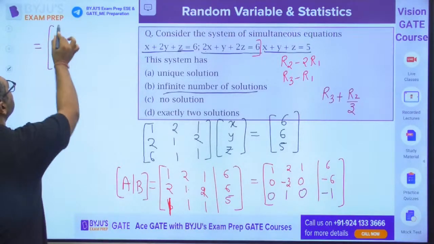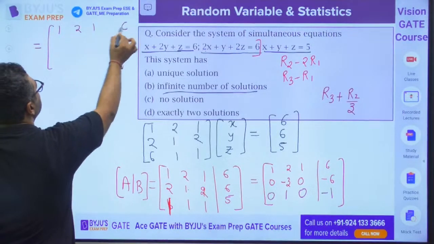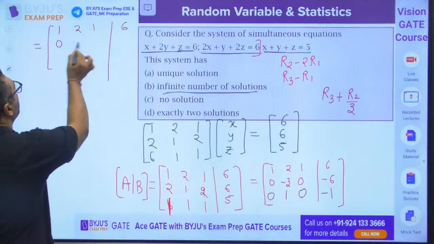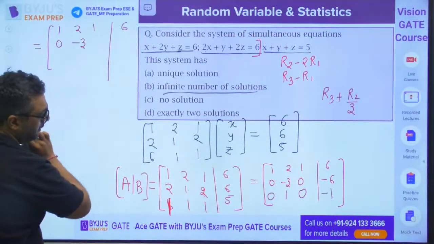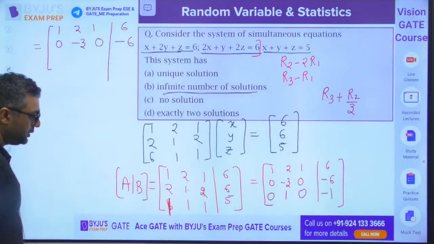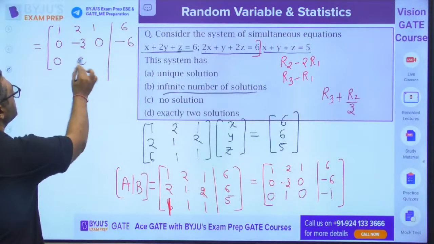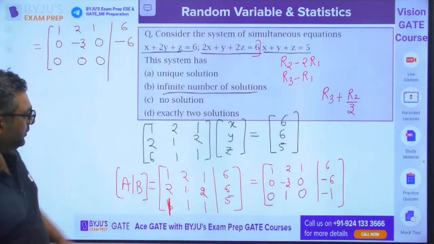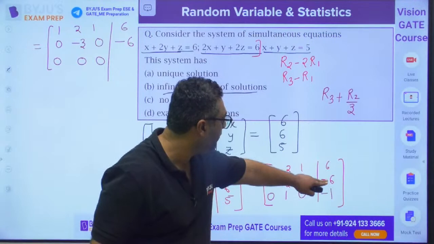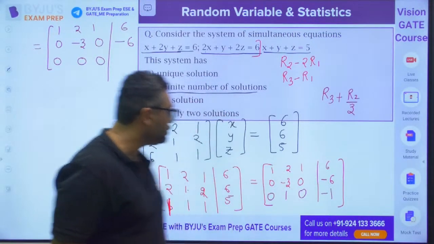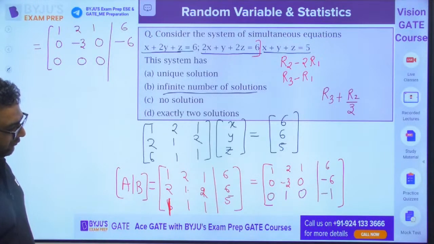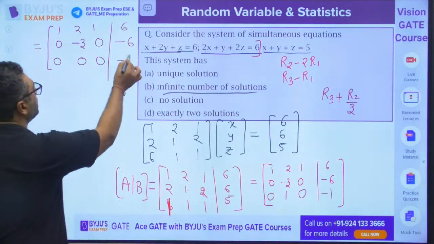1 to 1, 6 is as it is. Then we have 0, minus 3 and 0. Then we have minus 6. So it will be 0, 0, 0. And when you multiply R2 with 3, it will be minus 2. And minus 2 will be added to this, will be minus 3. Is it clear? Will we be getting minus 3 here?